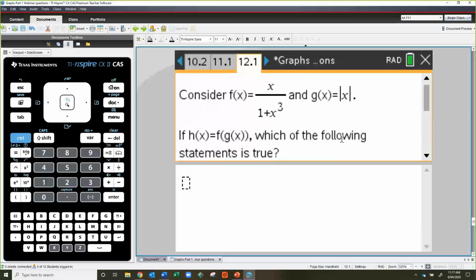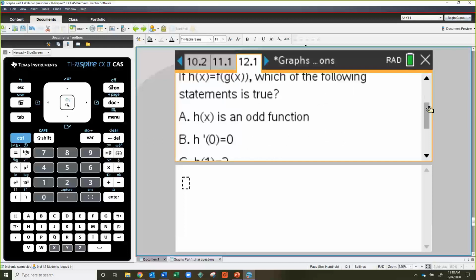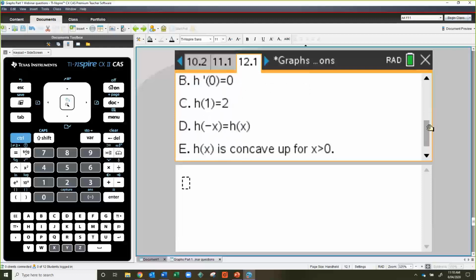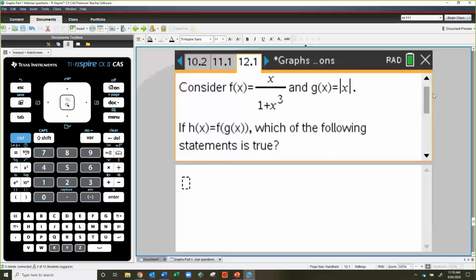Let's have a look at another multiple choice question. Consider the function f in x equals x over 1 plus x cubed, and g in x is modulus x. And now we create a new function, h in x, which is the composition f in g in x. And the question is which of the following is true. H in x is an odd function, h dashed in 0 is 0, h in 1 is 2, h in minus x is h in x, h in x is concave up for x greater than 0.